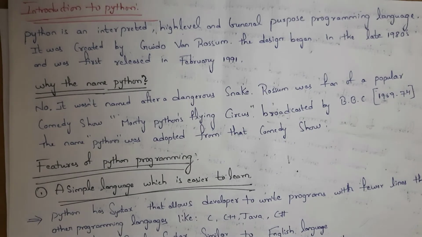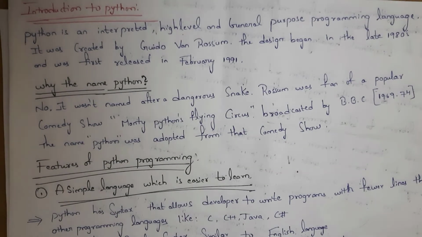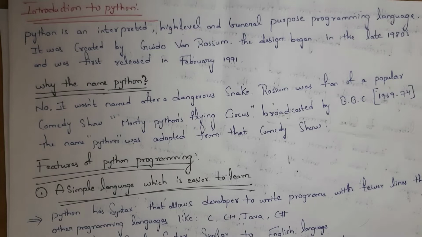High level language means a language which is understandable by the user. Python has very simple syntax and this syntax is similar to English-like language. So we call Python a high level language. General purpose means by using Python we can develop various kinds of applications. This is the meaning of interpreted high level general purpose programming language.